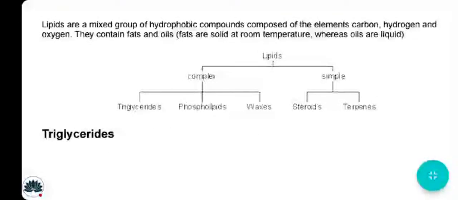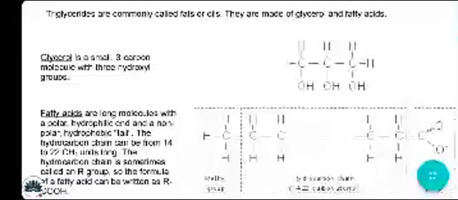The complex structure of lipids is the triglycerides. We'll be discussing it in this video. We have already discussed the phospholipids and the waxes, which are not part of the syllabus. And the simple structures of lipids are steroids and terpenes. The steroids are such as cholesterol, not estrogen. Estrogen is the hormone. Triglyceride is most important for you to understand. The structure must be on your fingertips.